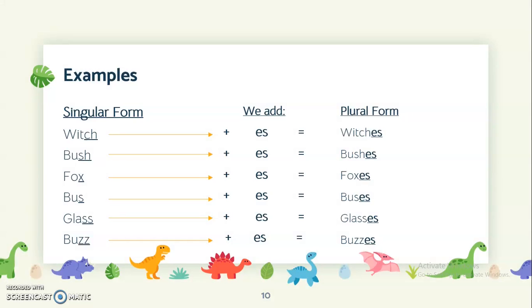So we have the ch and the sh at the end of the singular form. So we add es and it becomes plural. Let me read it one by one for you. Watch, watches, bush, bushes, fox, foxes, bus, buses, glass, glasses, buzz, buzzes.